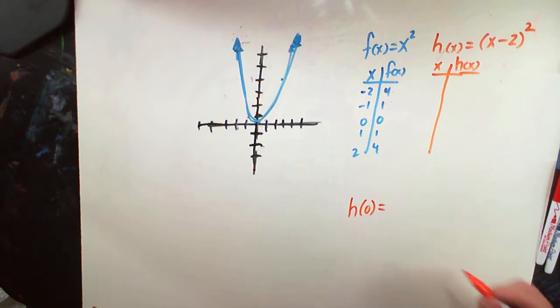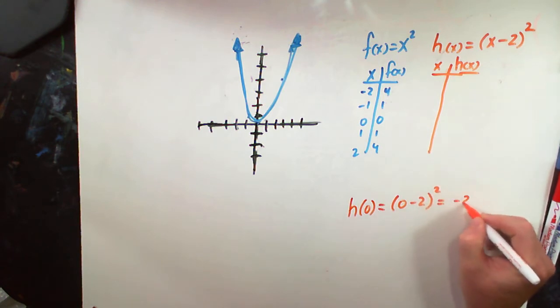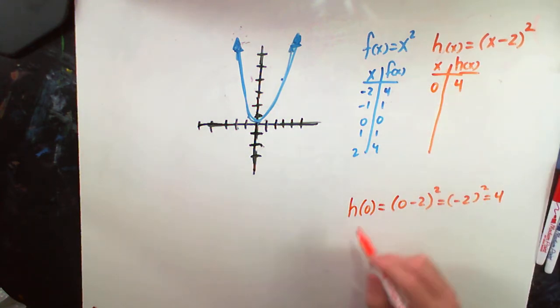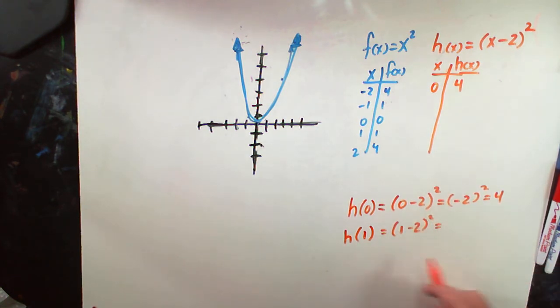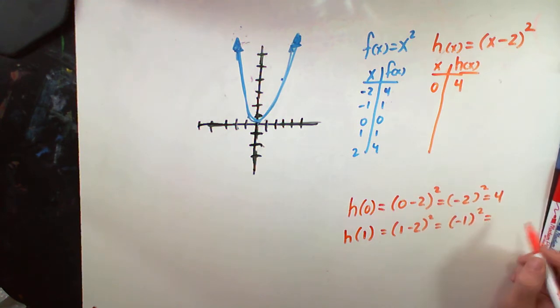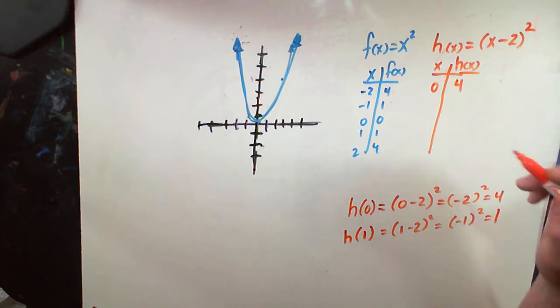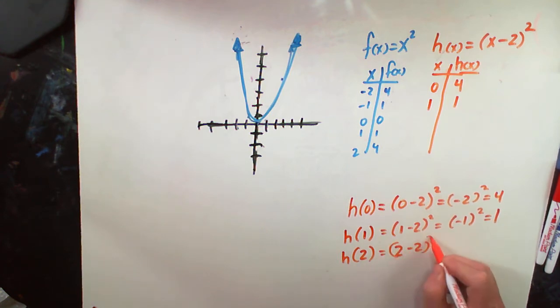So let's start with h of 0. That would be 0 minus 2 squared, which would give us negative 2 squared, which is 4. If I plug in 1, that's going to give me 1 minus 2 squared, which would be negative 1 squared, which would be 1. If I plug in 2, we get 2 minus 2 squared, which is 0 squared, which is 0.